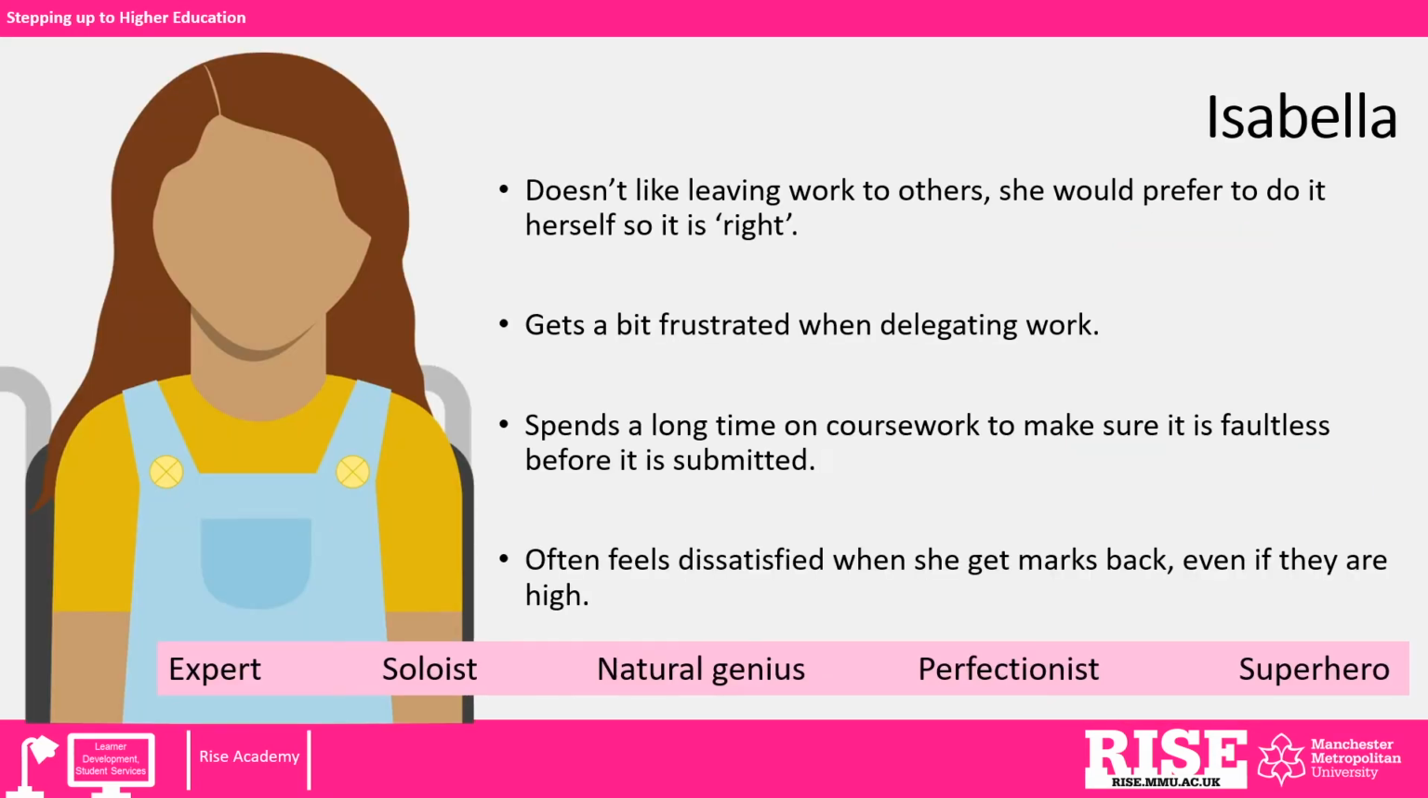Now let's look at Isabella. Isabella does not like leaving work to others. She would prefer to do it herself so that it is right. She gets a bit frustrated when delegating work. She spends a long time on coursework to make sure it is faultless before it is submitted. She often feels dissatisfied when she gets marks back, even if they are high. Do you think that Isabella is an expert, a soloist, a natural genius, a perfectionist, or a superhero? Again, press pause whilst you consider this, and press play when you're ready to continue.